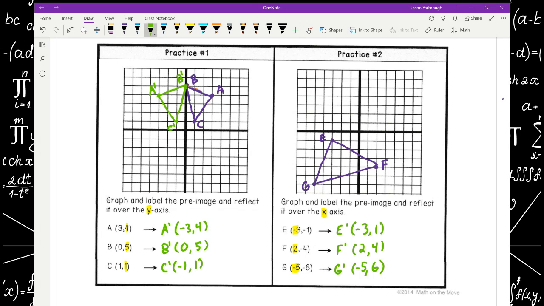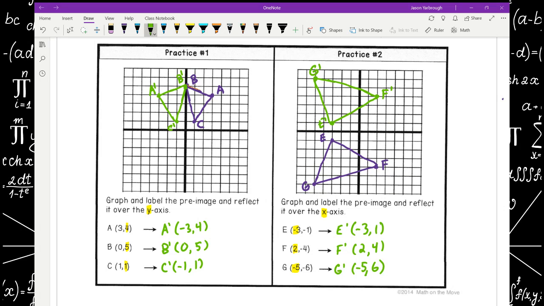Alright, now to graph these, left 3 up 1, E prime, right 2 up 4, F prime, and then left 5 up 6, G prime. Connect these dots, and there's our graph.